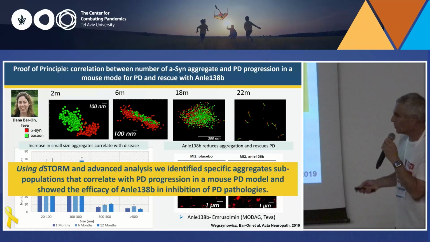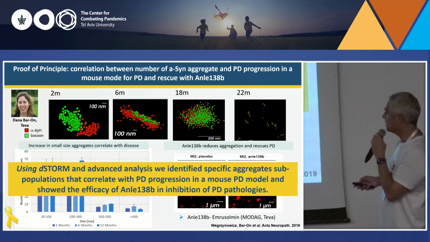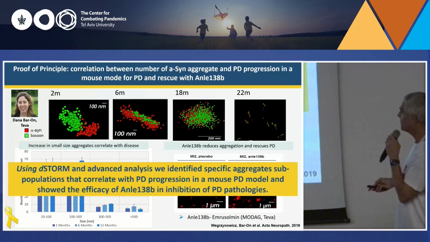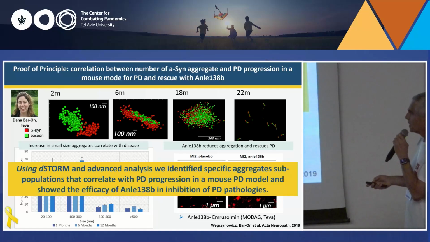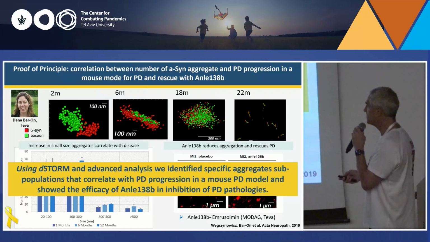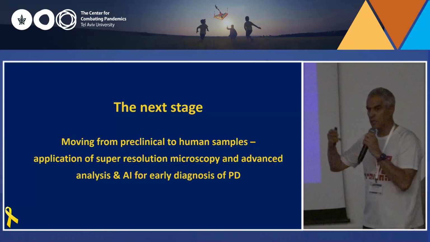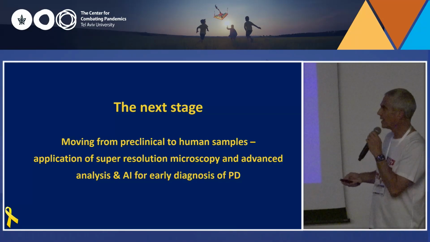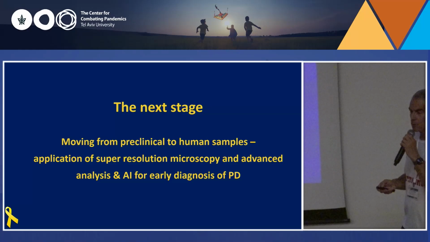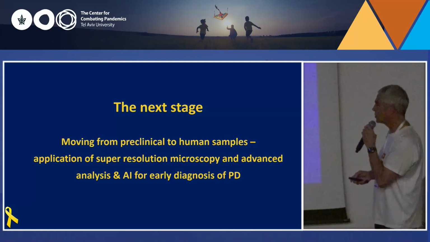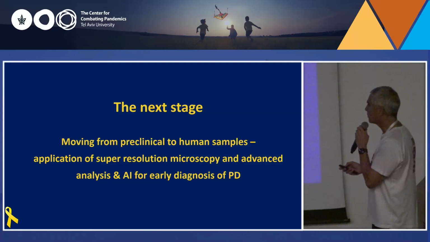So using this term and advanced analysis, we identified specific aggregate subpopulations that correlate with PD progression in a mouse model for PD, and showed the efficacy of ANLE 138B to inhibit the PD pathology. So with that, we decided to go to a more human-related study and to see whether we can detect alpha-synuclein in skin biopsies from Parkinson patients compared to control.